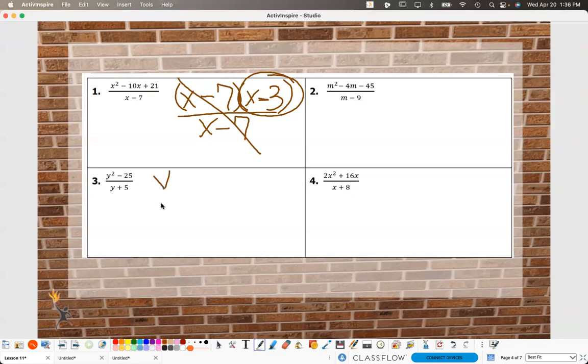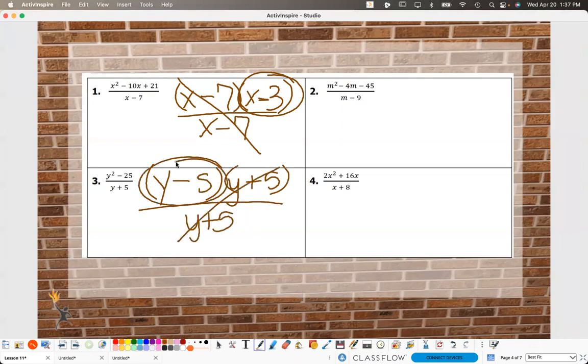What if they're not perfect squares? Then you've got prime, and maybe you can't factor. But since the lesson is all about dividing, they probably will be in this case. So y plus 5, and the y plus 5s then cancel. I get y minus 5. That's my final answer. The 2 plus 5s go away.